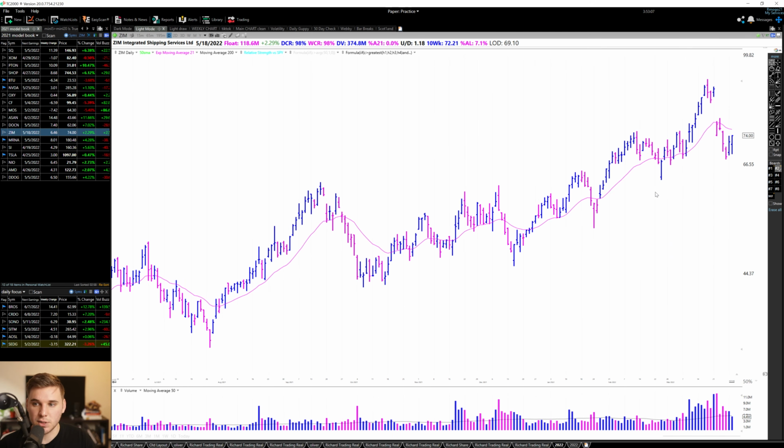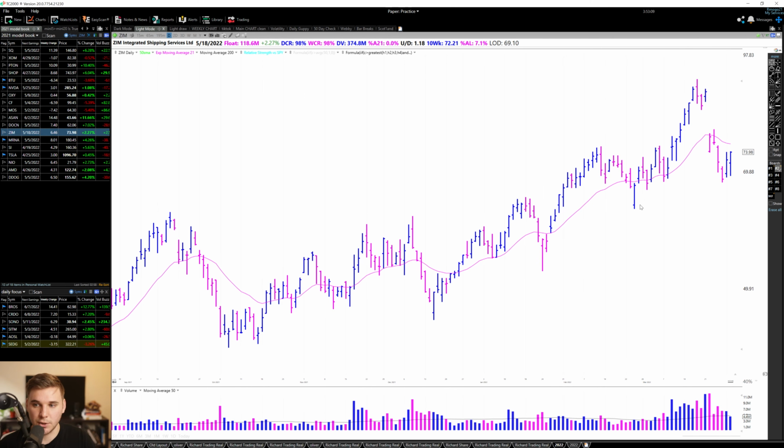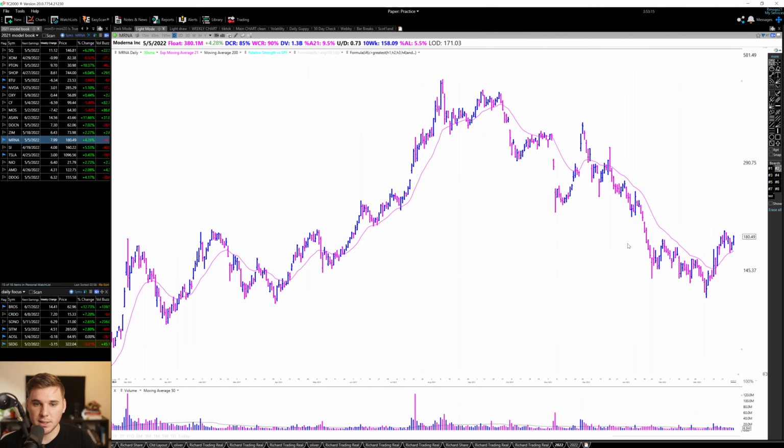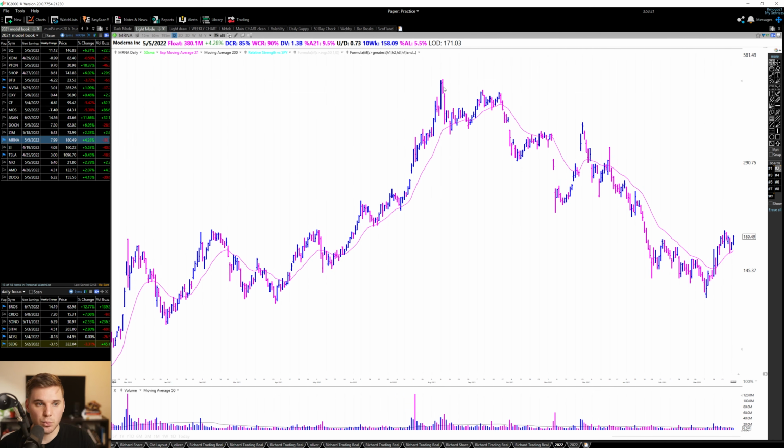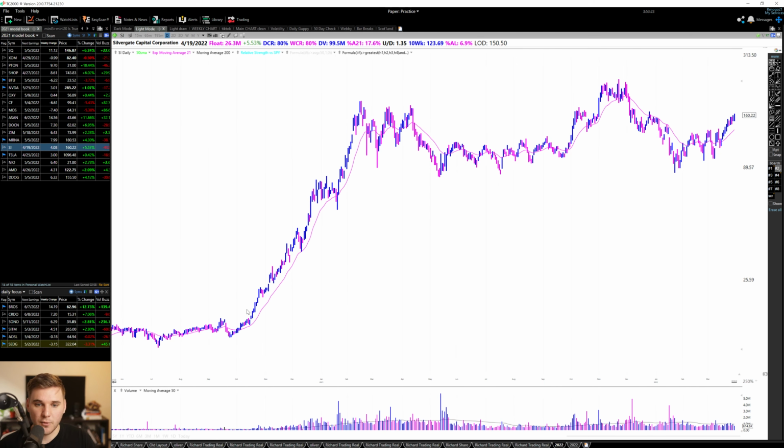Zim, a little less respect, although on a closing basis, pretty good. Doesn't really like to live below it, but I think the 50-day actually works a little bit better for the stock. Moderna to the downside, for sure, and nice respect during this strong move into the end of 2021. SI, really powerful move here, respecting it here as well as here.